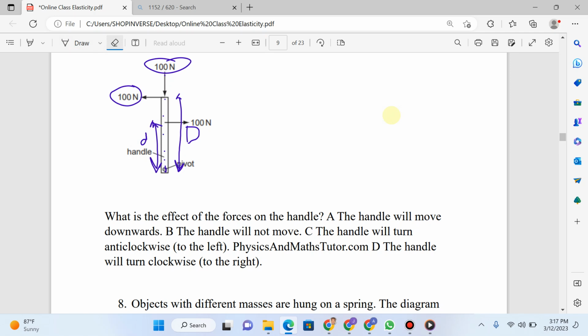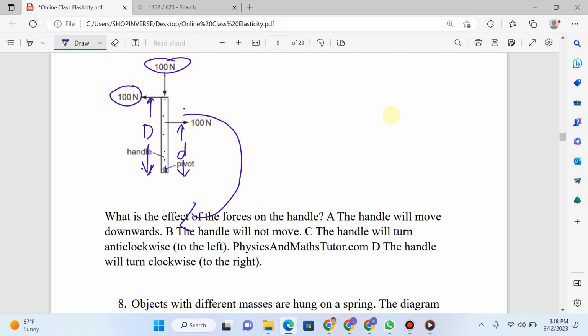Yes, the forces are equal, but the distances are different. Let me represent this with distance d. Let me put the capital letter D here for the 100 Newton force on the left, while the small letter d here for the 100 Newton force on the right. Now, if you look at it, this force on the right would produce a resultant clockwise moment, right? Good. This 100 Newton force on the right will produce a clockwise moment because it tends to make this handle rotate in a clockwise direction.